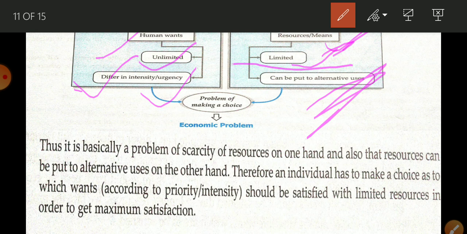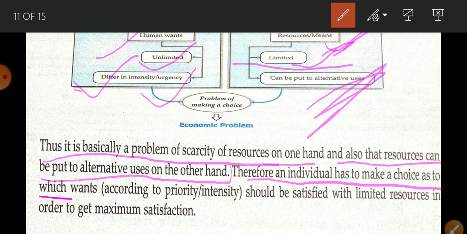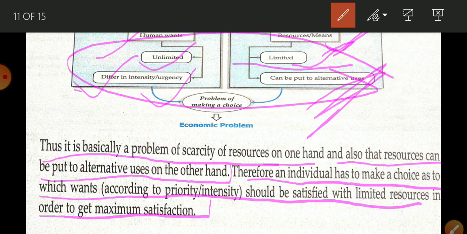So in this way, there is a problem of scarcity of resources on one hand, and the resources can be put to alternative uses on the other hand. Therefore an individual has to make a choice as to which want should be satisfied with the limited resources in order to get maximum satisfaction. Because of these four features, every person has to decide which want he or she wants to fulfill first, so that he or she can get maximum satisfaction, okay students.